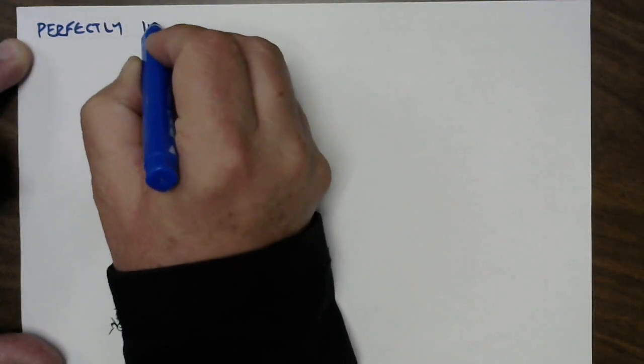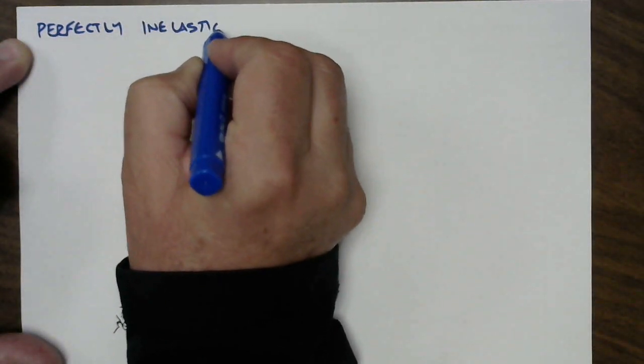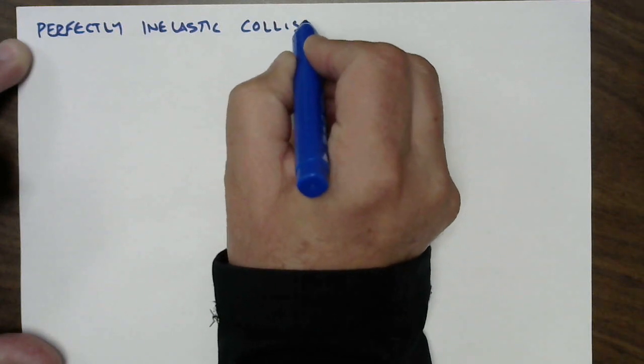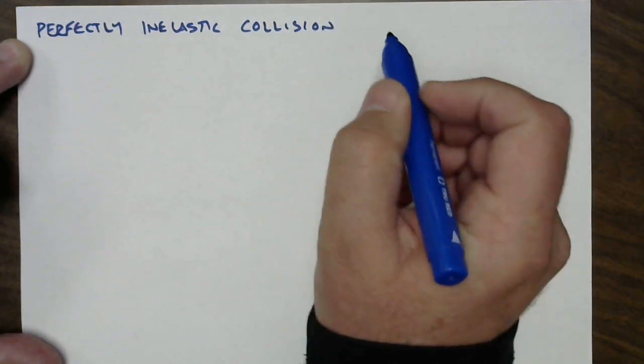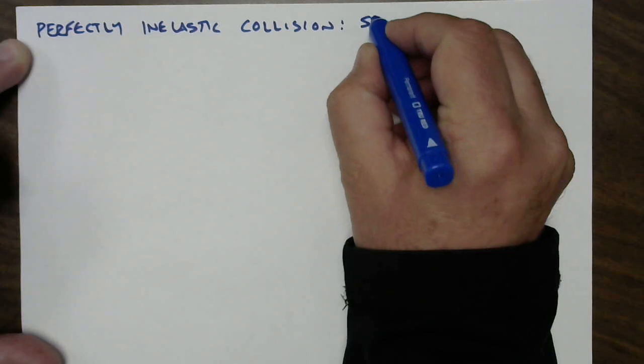These are going to be problems that use conservation of momentum. So let's start with a situation. This is going to be a perfectly inelastic collision. And as you recall, perfectly inelastic means that they stick together.